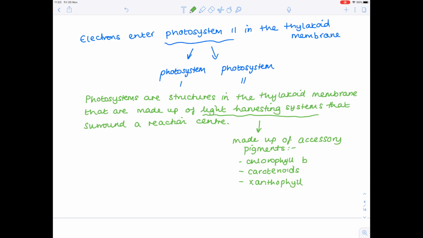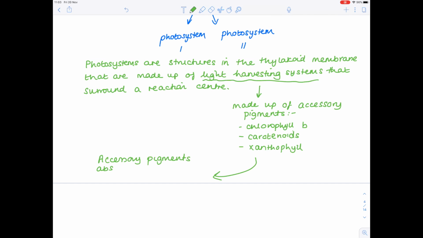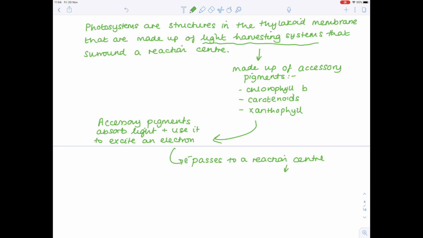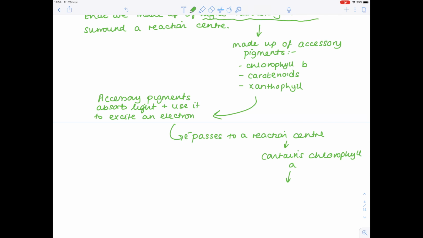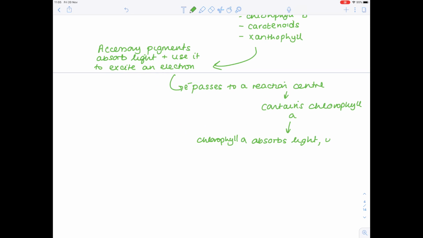Now the role of these accessory pigments is to absorb light and use its energy to excite an electron. This electron is then passed to the reaction centre, which contains that all-important chlorophyll A. And then chlorophyll A absorbs light, causing it to undergo photoionization, which effectively means that excited electron is released and is allowed to enter the electron transport chain. And so really photoionization is all about that excited electron being released and entering the electron transport chain.